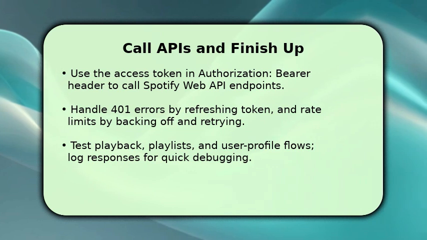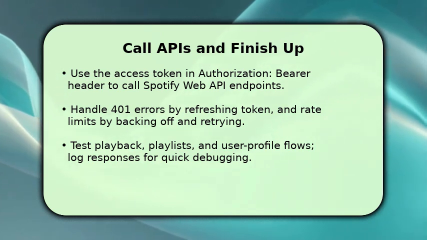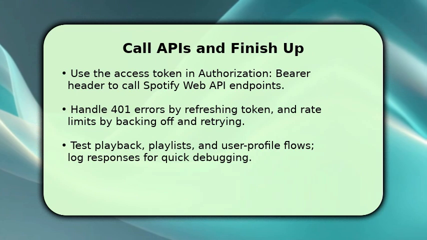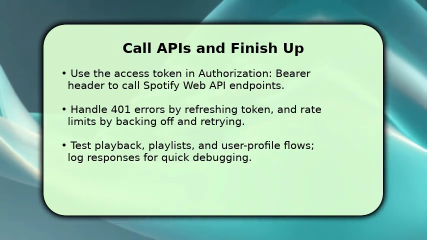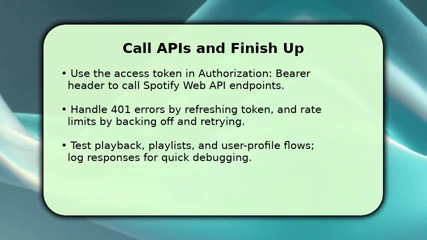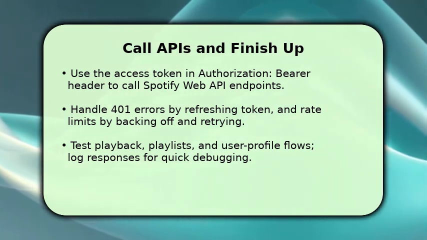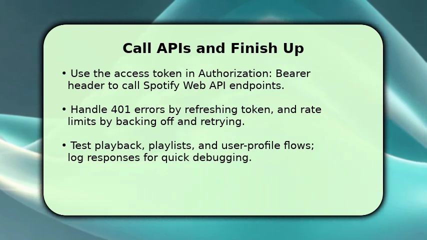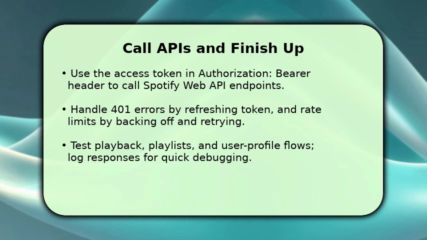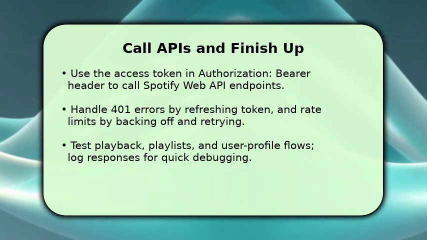For 429 rate limit responses, read the Retry-After header, wait, and retry. Make sure to validate scopes returned so features match permissions. If things go wrong, log the full request and response. Inspect token expiry and verify redirect URIs. One mismatch is the most common blocker.